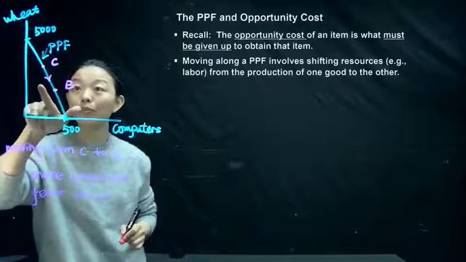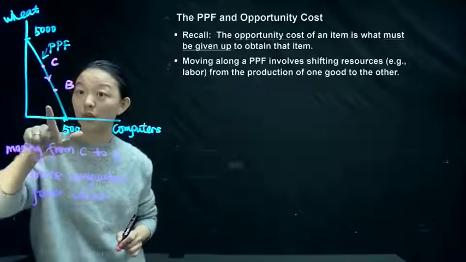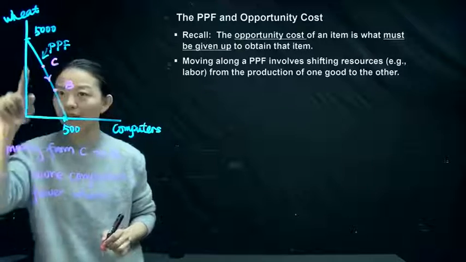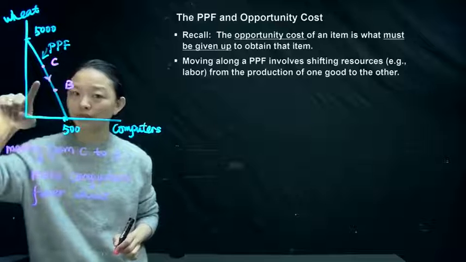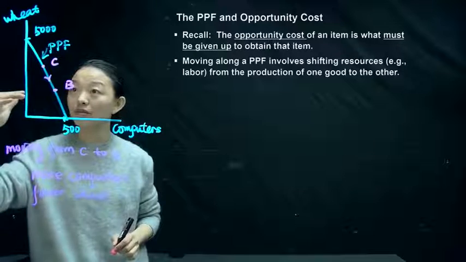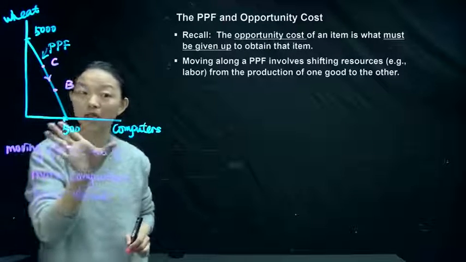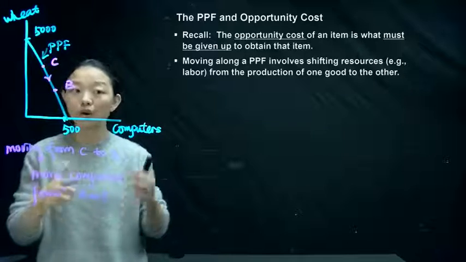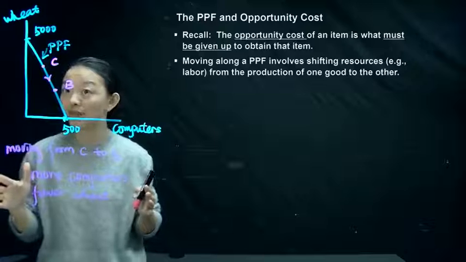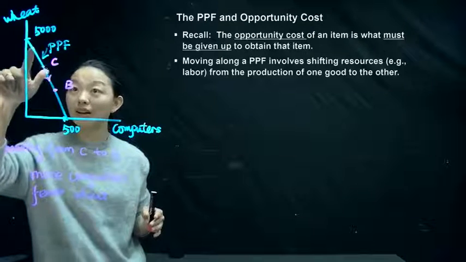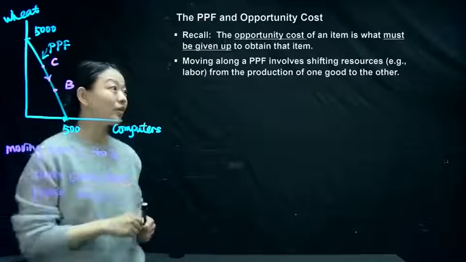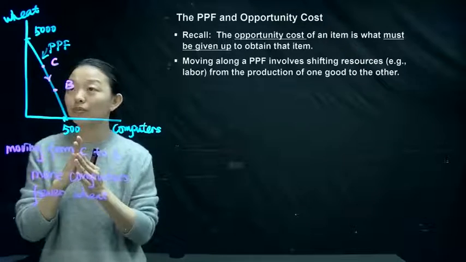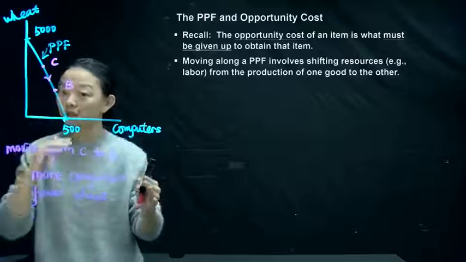Or you can see moving from B to C, we have more weight but fewer computers, right? So you can see if we move along this PPF, one product will decrease and the quantity of the other product will increase, right? So we cannot increase both computers and weight at the same time, right? So moving along this PPF, we will shift the labor hours between these two goods. Okay?